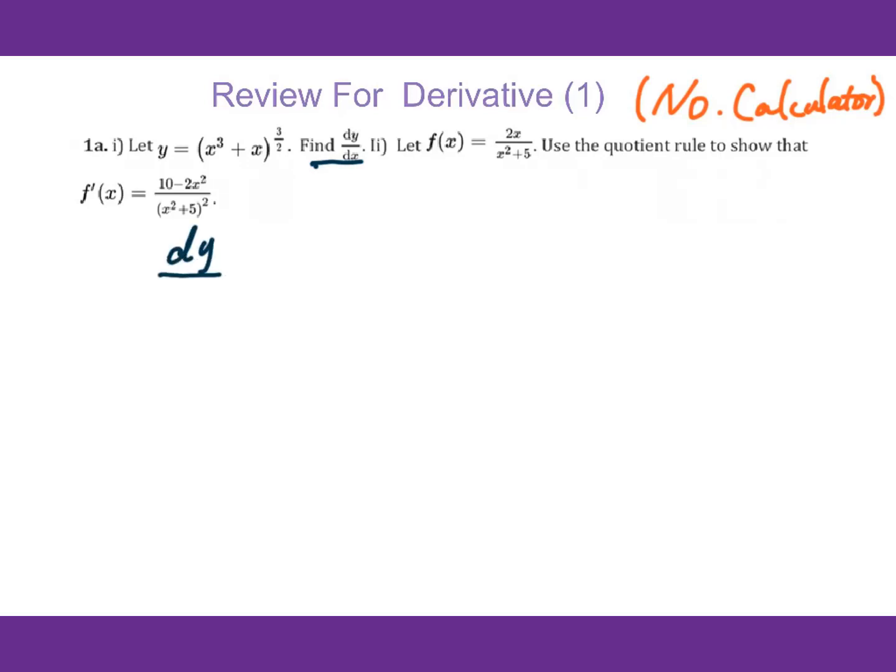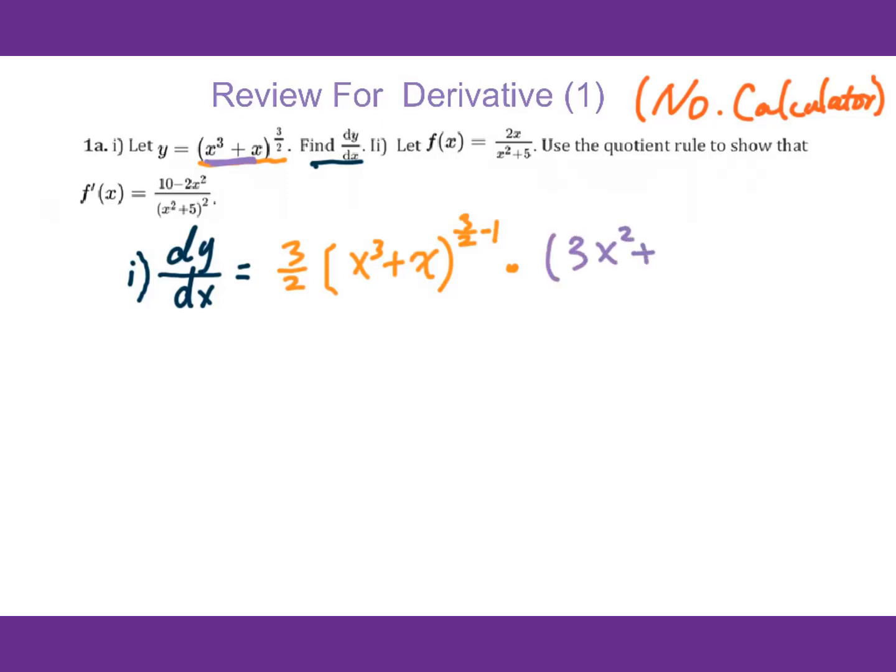So dy by dx equals, we have to do the power rule first. Drop down 3 over 2, then we get (x third power plus x) to the 3 over 2, you need to minus 1. Then you use the chain rule, do the derivative of x third power plus x. You will get 3x squared plus 1.